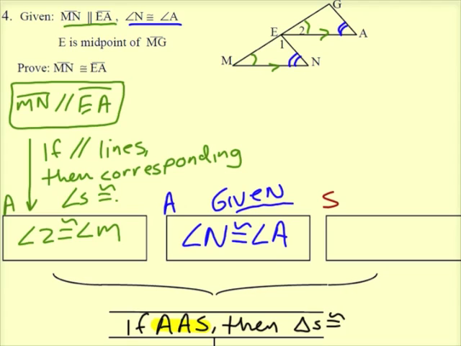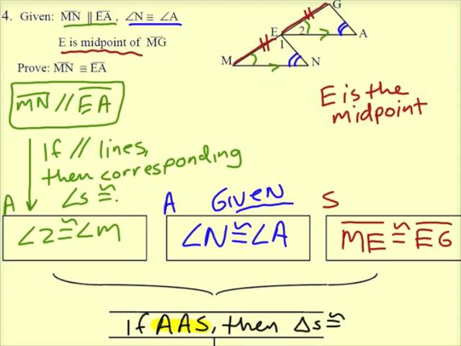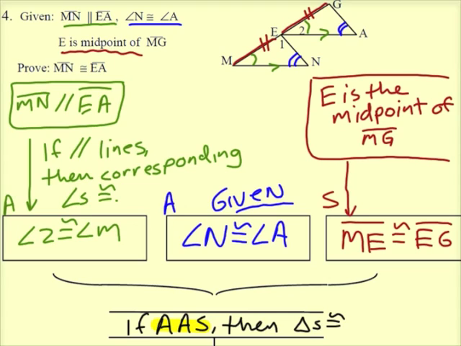And then finally, the segments. We knew that ME and EG were congruent. The reason was E is the midpoint of MG. And midpoint means middle point. It's splitting up the segment into two equal parts. And so that midpoint definition will give us that information.